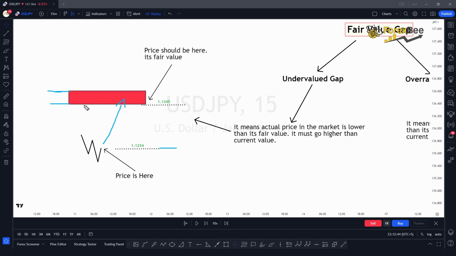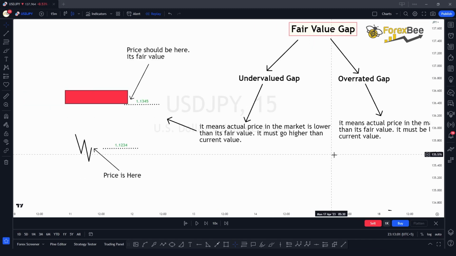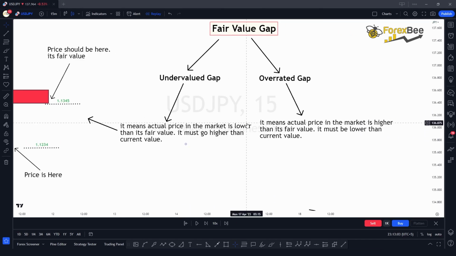So this is the basic theory about the fair value gaps, and this is the undervalued fair value gap, in which the market is currently trading at a price lower than its fair value, which is above here. Another type of the fair value gap is the overrated fair value gap, in which the market is trading above its current value or above its fair value.